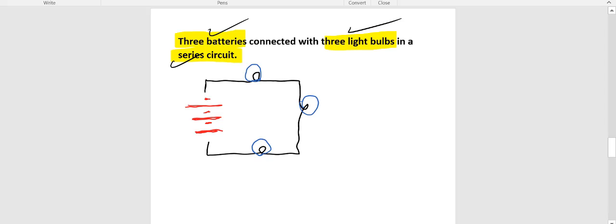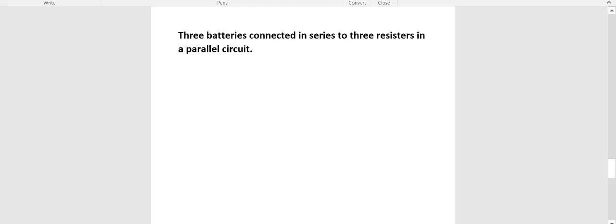All right, next one. 3 batteries connect in a series to 3 resistors in a parallel circuit. So this one's different. It's a parallel circuit instead this time. So what that means is there's going to be more than one path if I were to trace my finger around the paths. Okay. So 3 batteries again. Always start there. Give yourself a nice starting point.